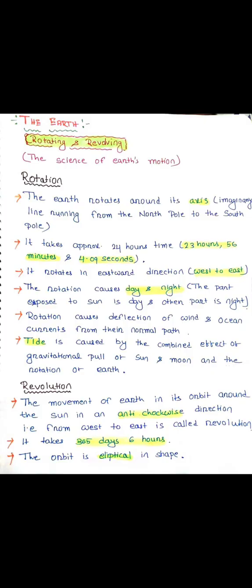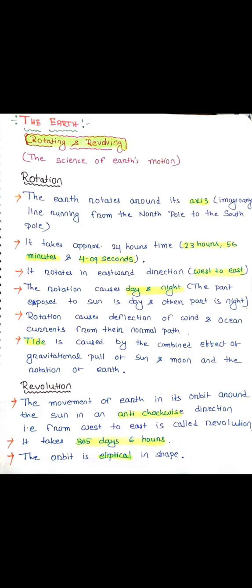What is rotation? When earth rotates around its own axis, it is called rotation. And what is axis? It is the imaginary line running from north pole to south pole. So when earth rotates around its own axis, that is around itself only, then it is called rotation, and it takes approximately 24 hours to complete one rotation, and it is exactly 23 hours 56 minutes and 4.09 seconds.